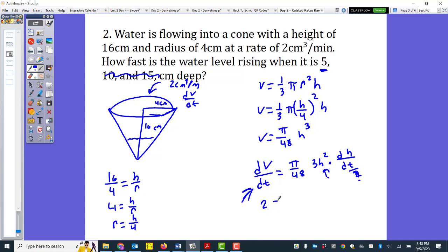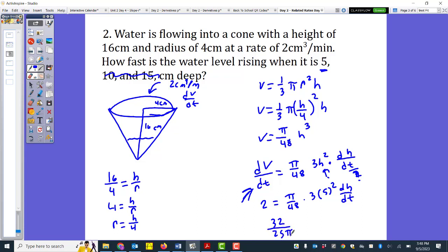So we have 2 equals pi over 48 times 3 times 5 squared dh over dt. And from here, we just solve for dh over dt. So I think we get 16 times 2, 32 over 25 pi.